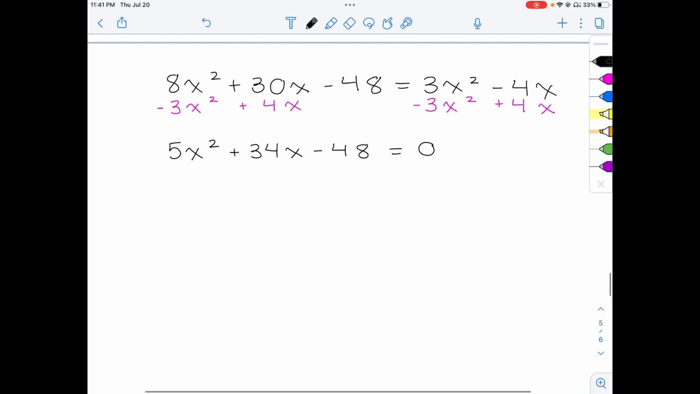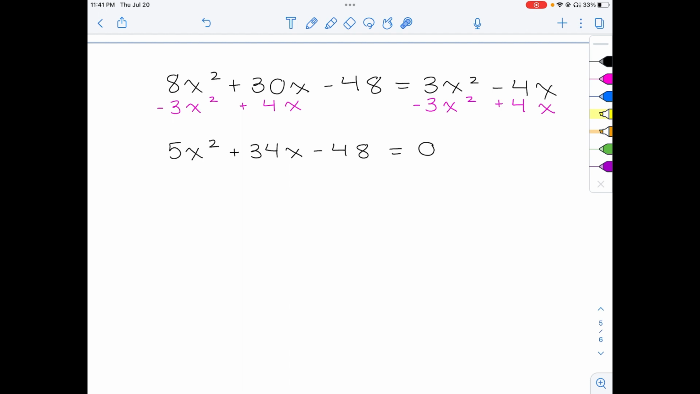Okay, so I've got this now. I want to first check, can I common factor? This is a 5. I can only divide it by 1 or 5, but I can't divide 34 by 5, can't divide 48 by 5 nicely. Anyways, so I'm not going to common factor.